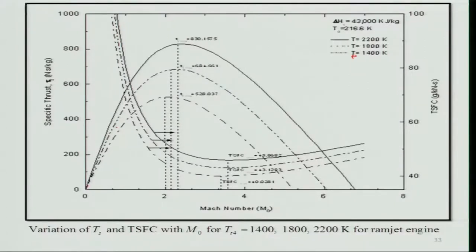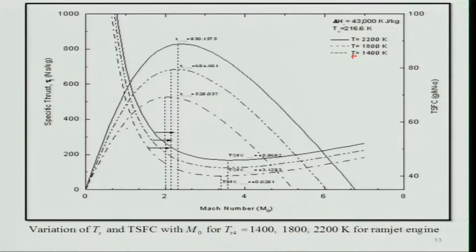So what you can note from here is that the specific thrust with the Mach number, for a particular combustor exit temperature, goes on increasing until it attains a particular maximum value at a particular Mach number, then again it decreases. The question arises, why is it happening, right? And another interesting thing you can observe is that when the Mach number is zero, the specific thrust is zero, right?